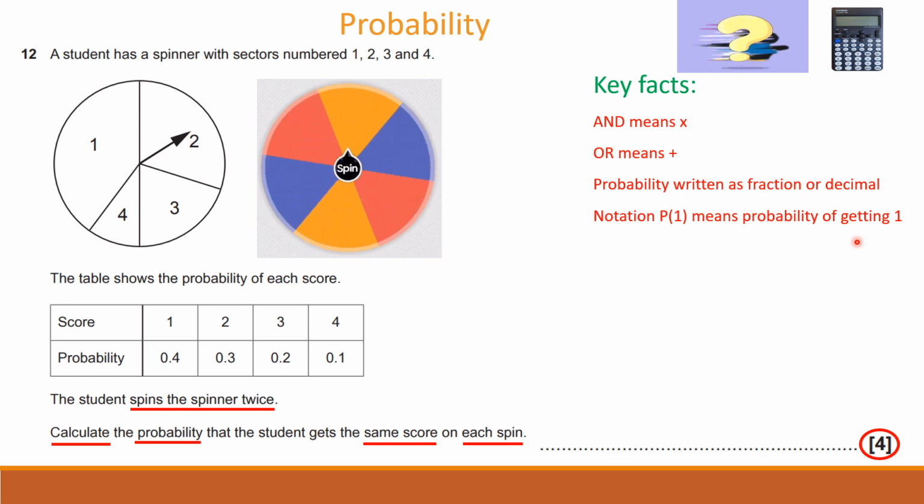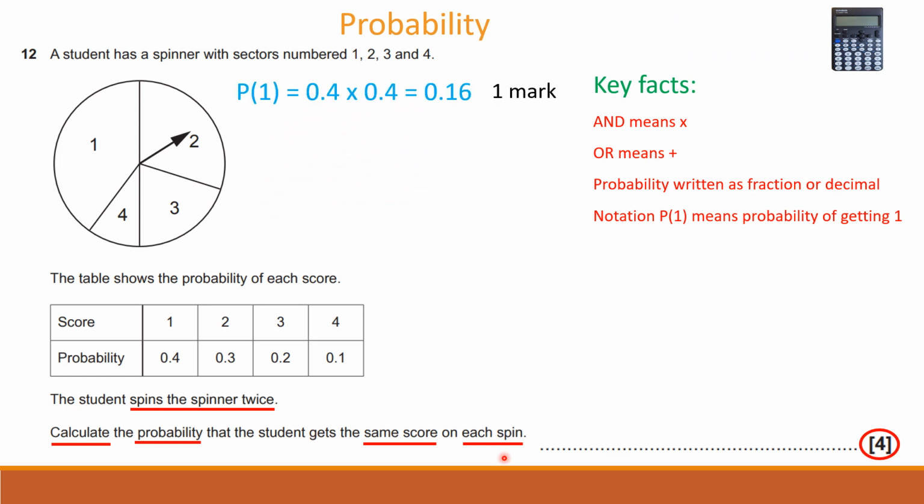Well done guys, hopefully you've managed to work out the probability of getting the same score on each spin. So to start with, we're going to look at the probability of getting a 1 on both spins. That's a probability of 1 on the first spin and a probability of 1 on the second spin. The probability of getting a 1 on the first spin is 0.4, and the probability of getting a 1 on the second spin is also 0.4. So my probability is 0.4 times 0.4 because it's a probability of getting a 1 and a probability of getting a 1.